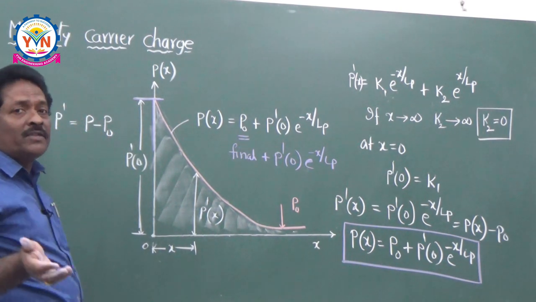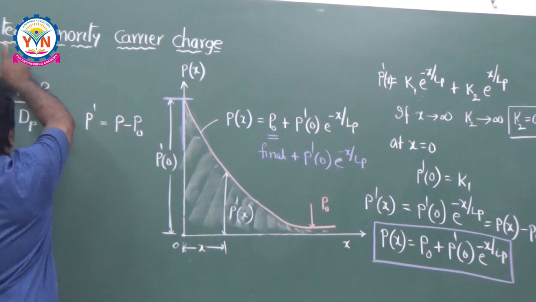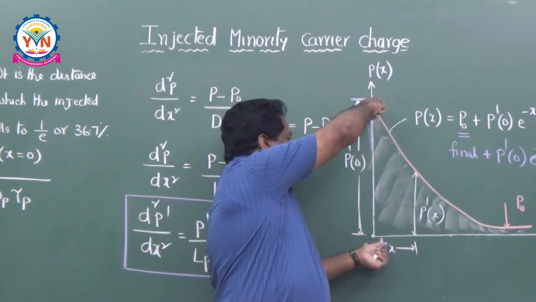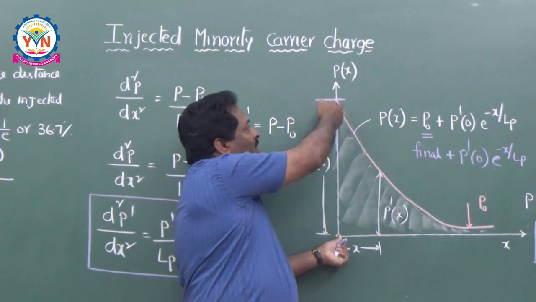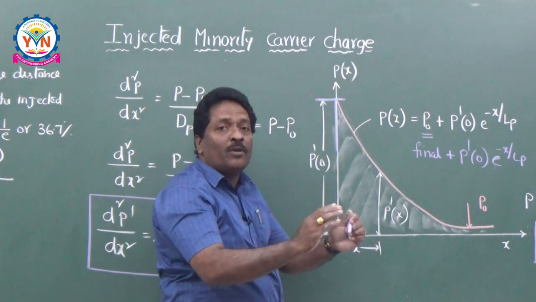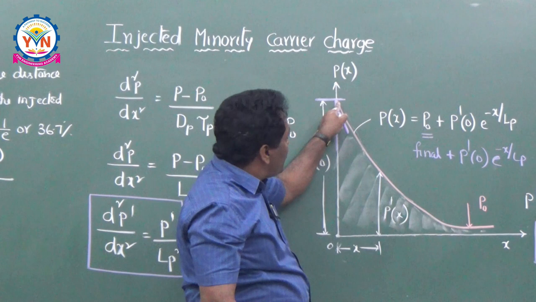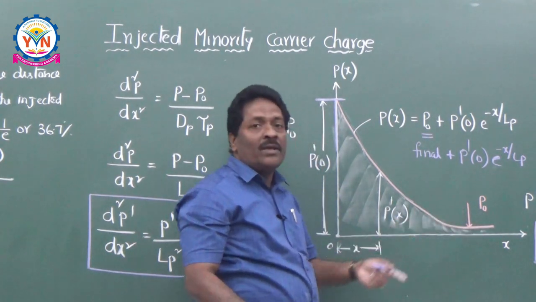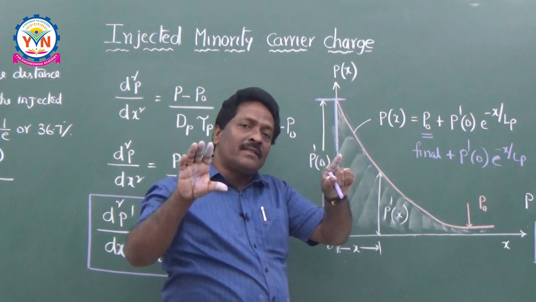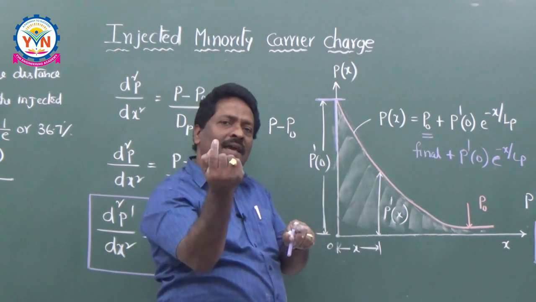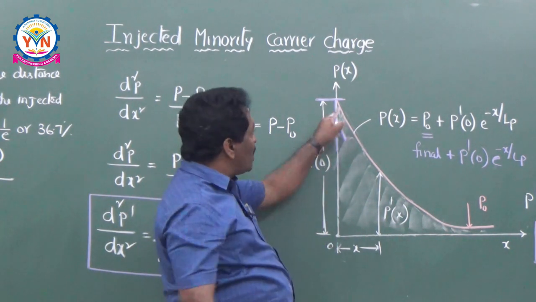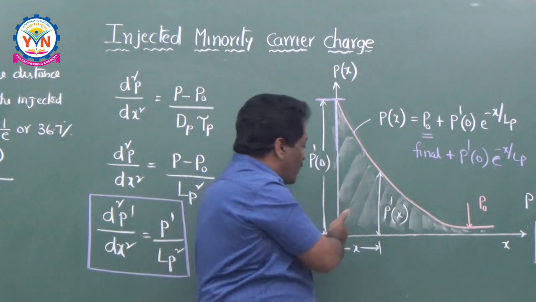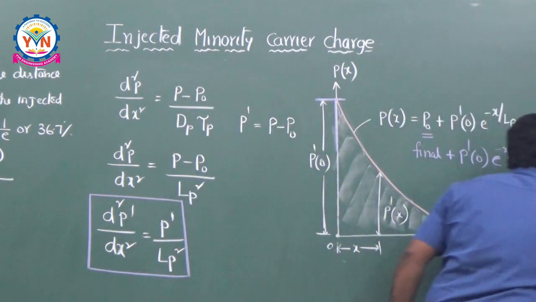That's why finally my conclusion is, my dear friends, whenever you are talking about the injected minority carrier charges, whenever the radiation is given at x is equal to 0, more photons are captured by the bound electrons. That's why electron hole pairs are generated. But the minority carrier concentration goes on decreasing because of recombination also. We have taken an n-type bar. In an n-type bar, the majority carriers are electrons. Minority carriers are very few, nothing but the holes. And holes will be more at x is equal to 0, because at that place we are giving much more energy.